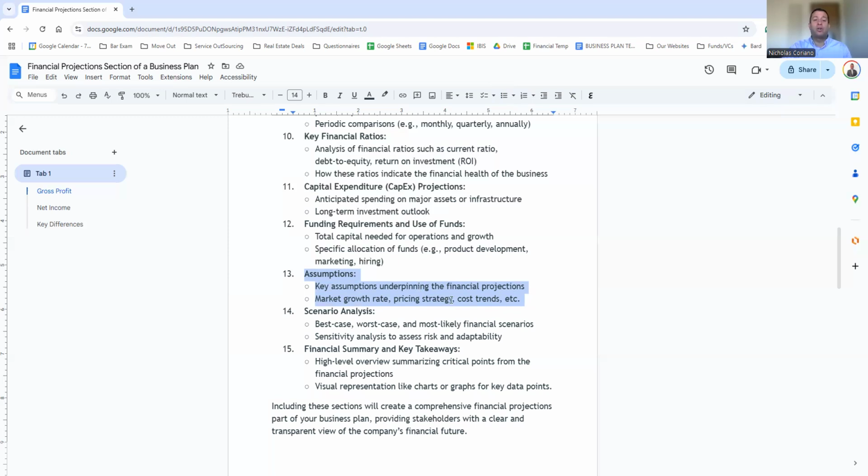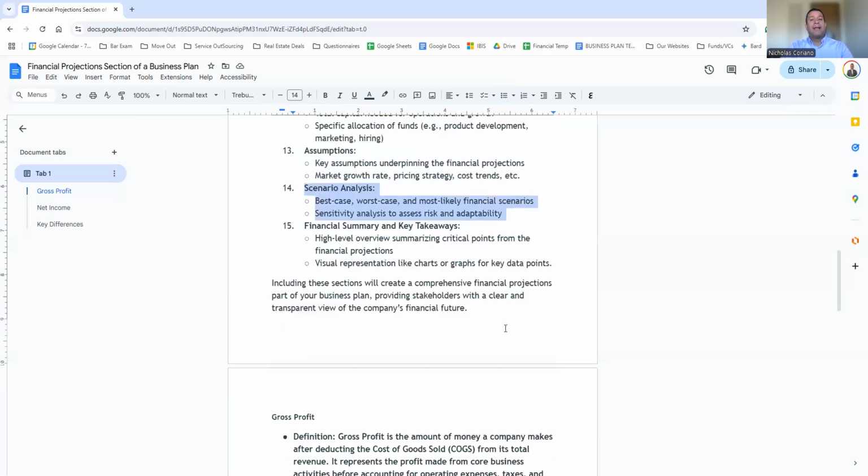Number 14 of things to include in your financial projections section of your business plan is your scenario analysis. So a lot of people get really tied up in this. This is best case, worst case, and most likely financial scenarios, right? And this can also include a sensitivity analysis to assess the risk and adaptability.